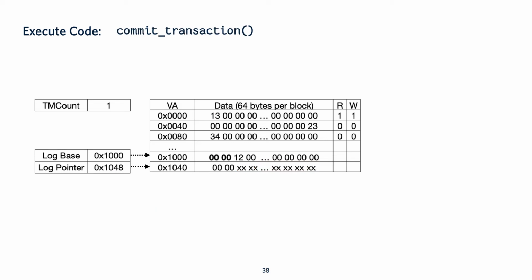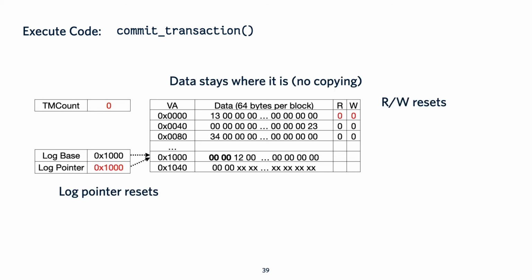Okay, so now let's commit the transaction. To commit, we don't need to do anything with the data because it's written in place. 13 is already there. Or, sorry, not 13, 13 because it's in hexadecimal. All we need to do is decrement the TM count and reset the log pointer. And we don't even need to reset this because it will get overwritten.